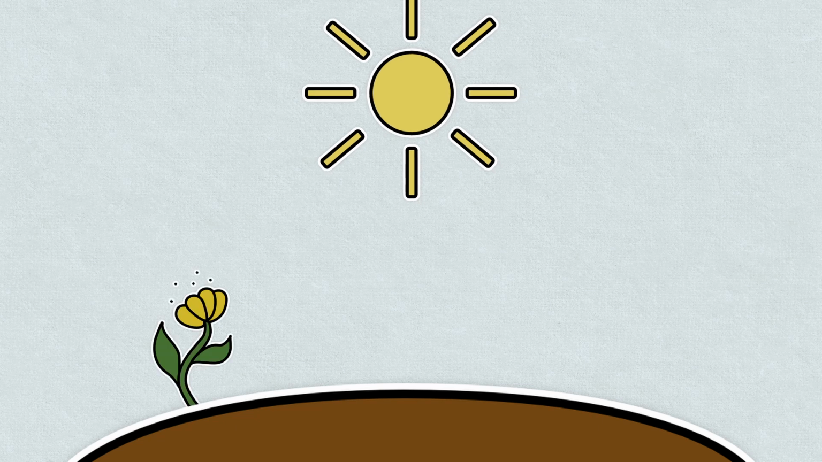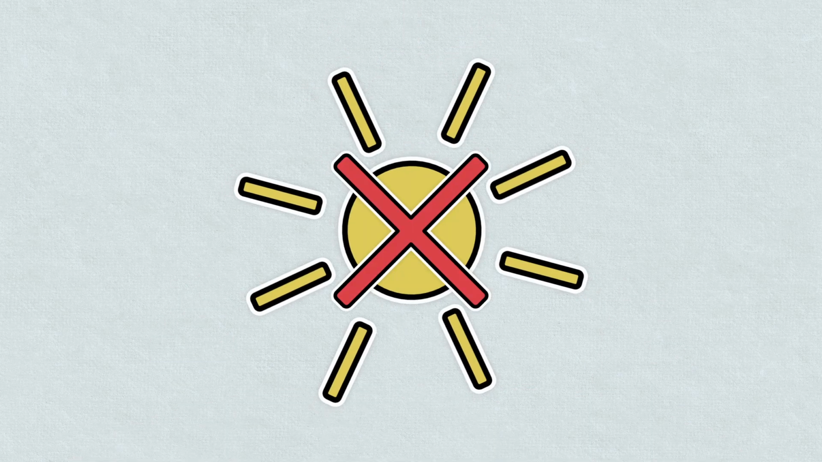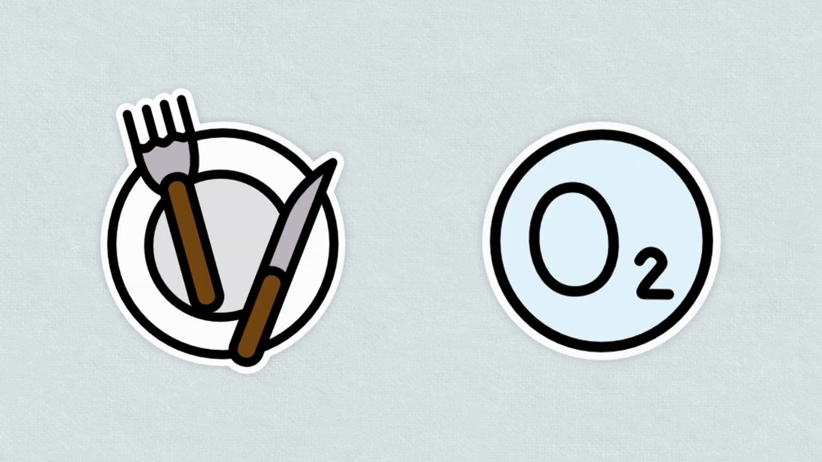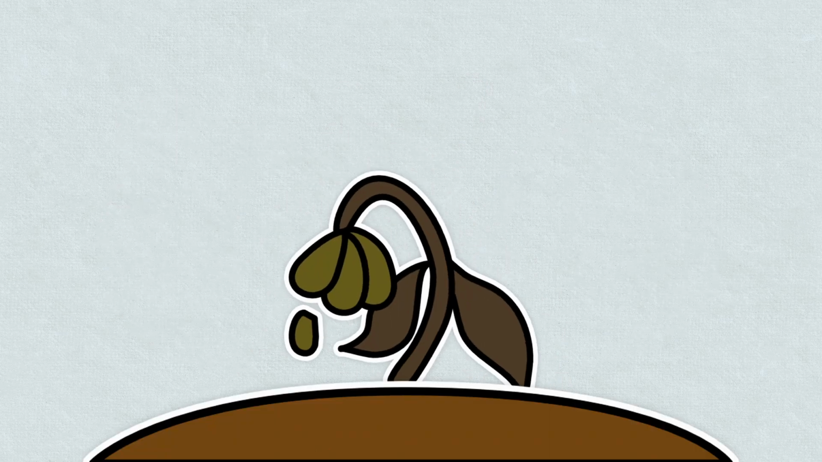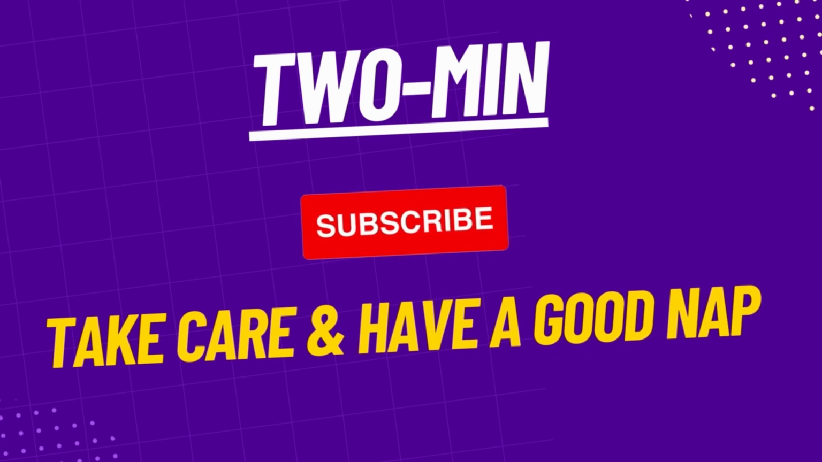In conclusion, sunlight is crucial for plant growth and survival. Without it, plants would not be able to produce food or oxygen and they would not be able to grow and develop properly.